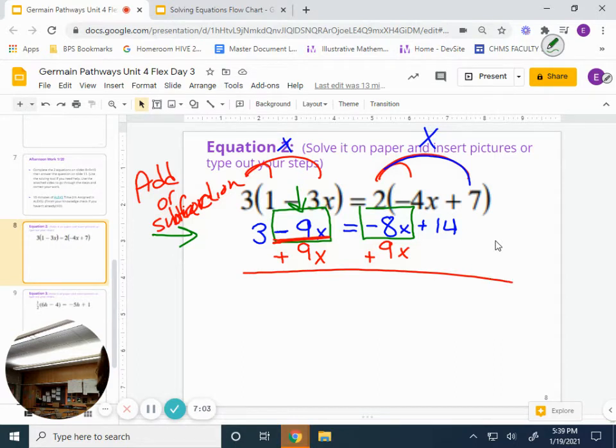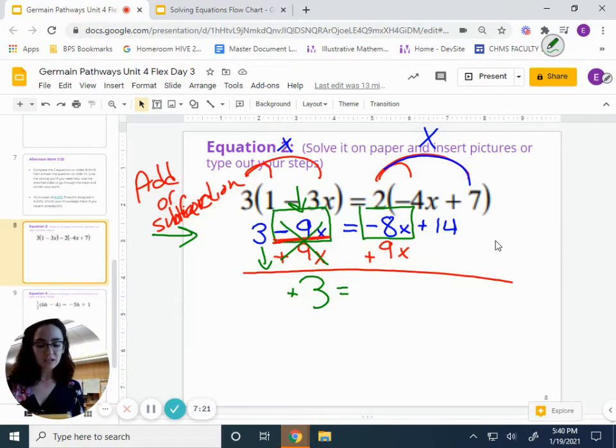So I'm going to grab a different color. These cancel out. I'm left with just this, which is a 3, or you can write it as a positive 3 in case you want to put the sign. Then when you add a negative 8 plus 9, grab my calculator, negative 8 plus 9.